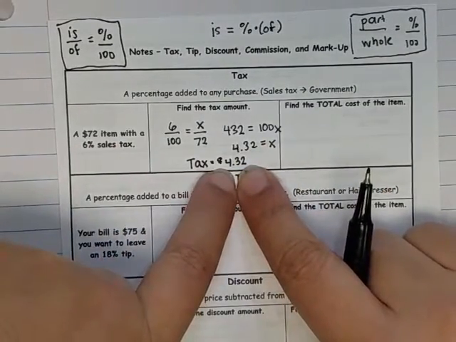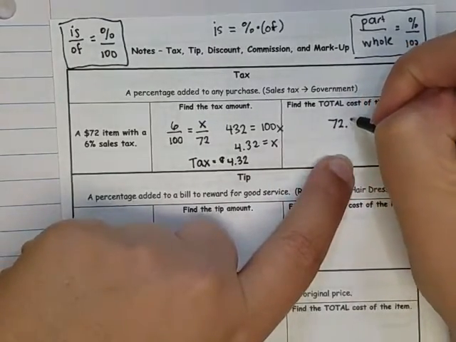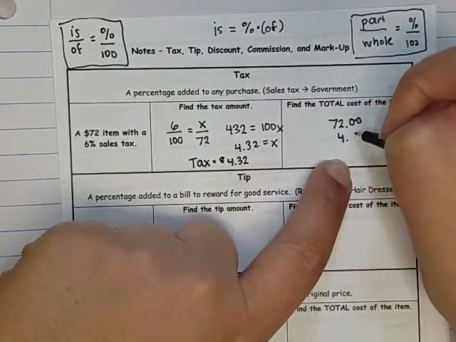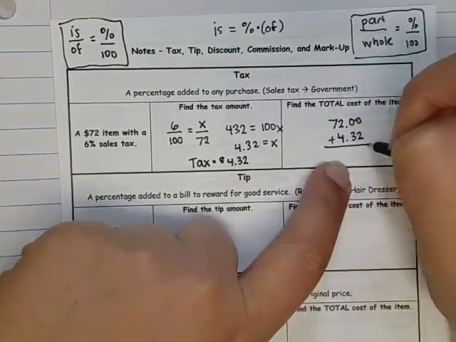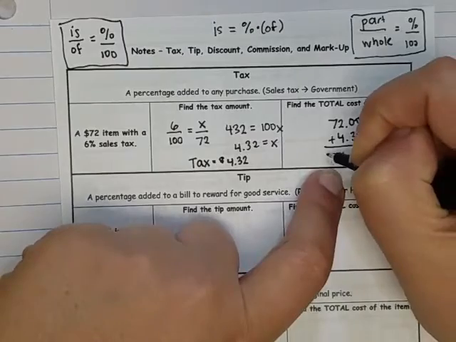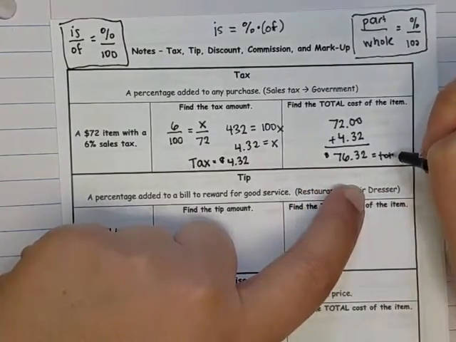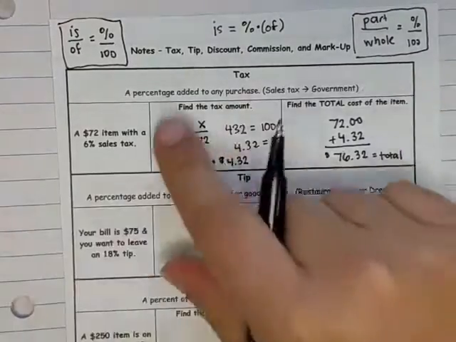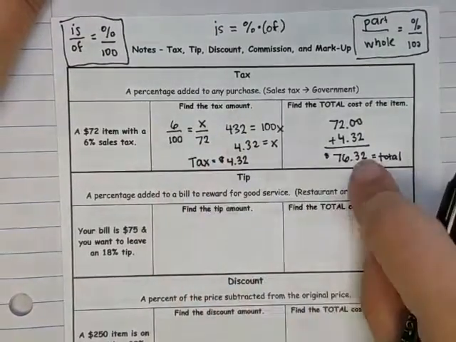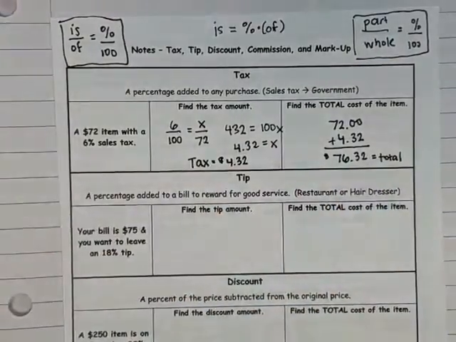Now to find the total cost, I take the $72 that it was, I take the tax that's added onto it, and then I just combine those two together. So $72 plus $4.32 gives me $76.32. And then you're done. So that's your total. This problem is very similar to what we've done in class. You just have an extra step of taking the tax that you find and then adding it to your total.